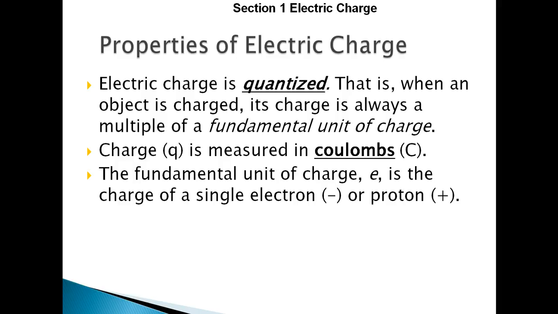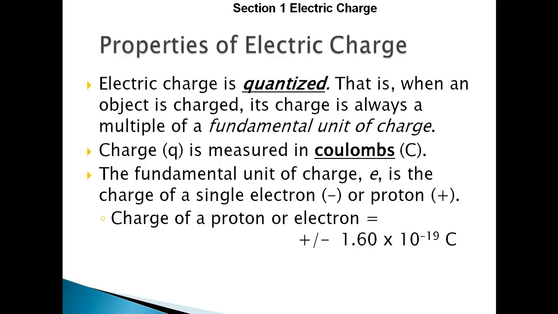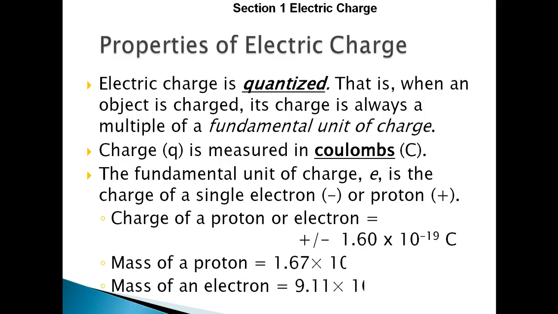Again, all charge is based off of an electron, and the charge on an electron in coulombs would be negative 1.6 times 10 to the negative 19th coulombs. For a proton would be the same value, only positive. So a proton and an electron have the same amount of charge, although their masses are completely different. You can see there's 4 orders of magnitude difference between the two masses for a proton and electron.